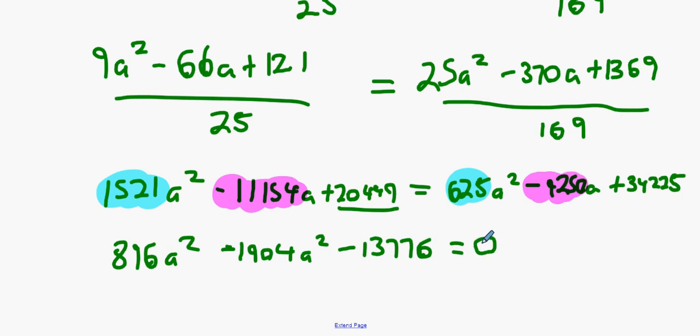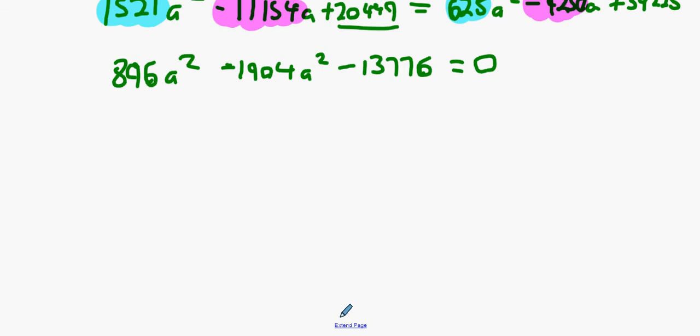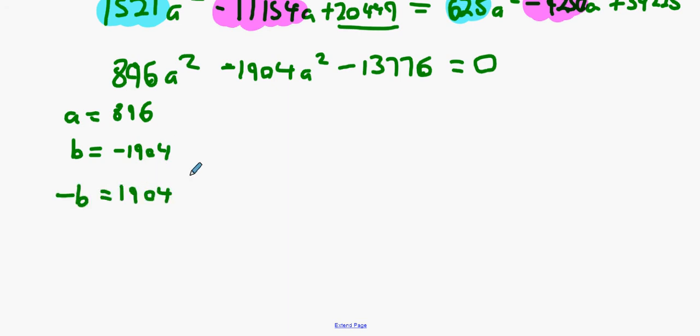Realistically, the calculator is going to do all the work, isn't it? There's no reason why you do it. You can try breaking it down and try finding factors if you want. I wouldn't. I wouldn't even give it the time of day. I'd say A is 869, B is minus 1904, minus B is 1904, and C. Somebody get out the calculator here and help me out.